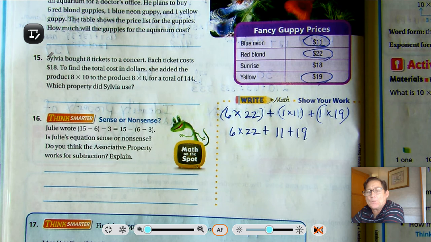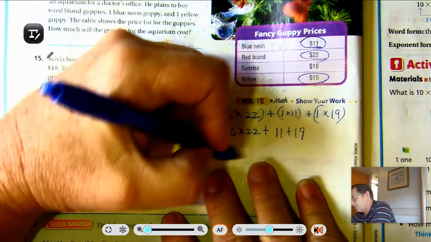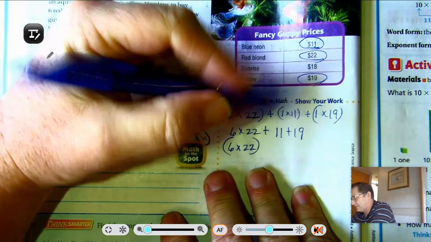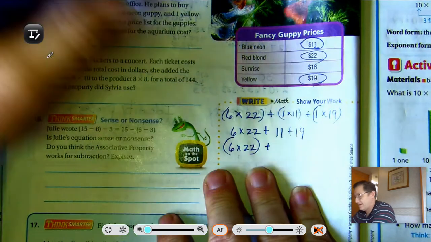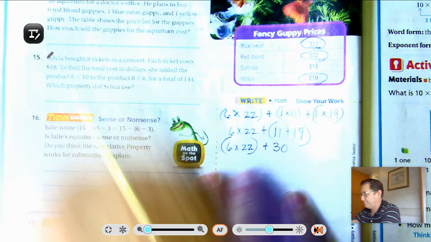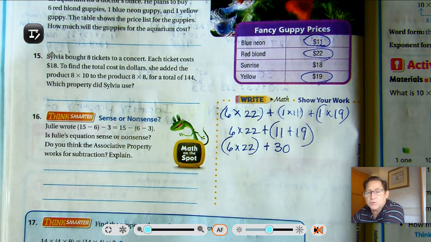So is 11 and 19 friendly numbers to multiply? Or to add? Sure. 11 and 19 is 30. So we have 6 red blonde guppies at $22. And we have 11 plus 19, which is 30. So we'd be using the associative property to group 11 and 19 and then the multiplication problem. So now 6 times 22 plus 30.